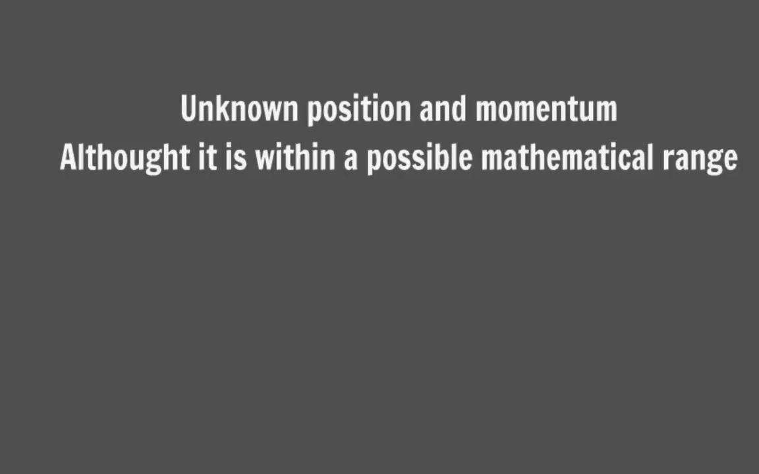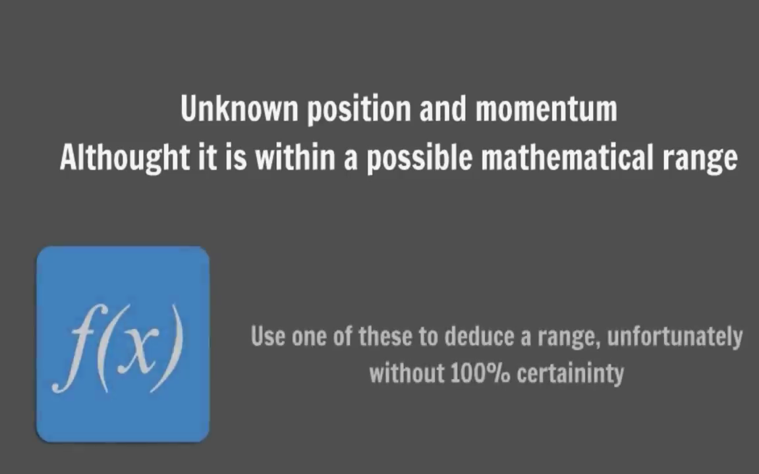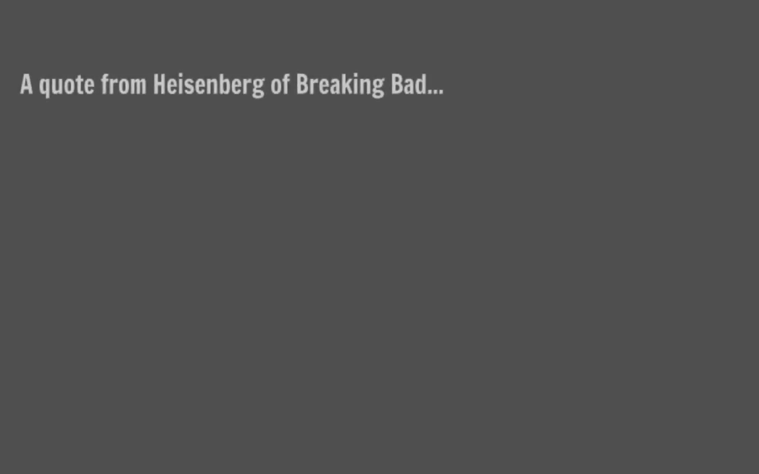Now this particle we're observing has an unknown position and momentum. We can use some mathematical functions to gauge the probability of this particle being within a certain range with regards to these complementary variables, position and momentum. Yet, due to this collision, there is now a certain degree of uncertainty.